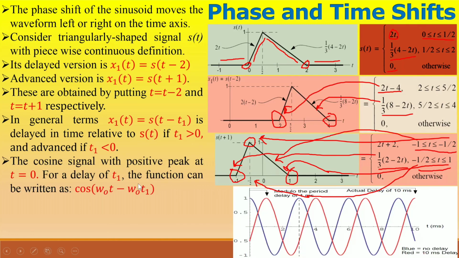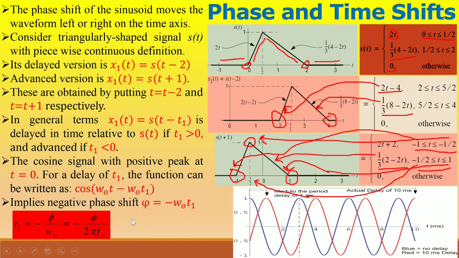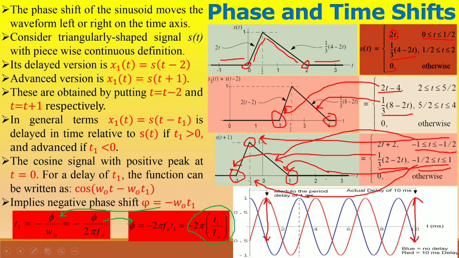The cosine signal with positive peak at t equals 0 is shown. For a delay of t1, the function can be written as cosine of omega naught t minus omega naught t1. This implies a negative phase shift, that is, phi equals minus omega naught multiplied with t1. For a given phase shift, we can turn the above analysis around and solve for the time delay, that is, t1 equals minus phi by omega naught. Since T naught equals 1 by f naught, we can also write the phase shift in terms of the period.